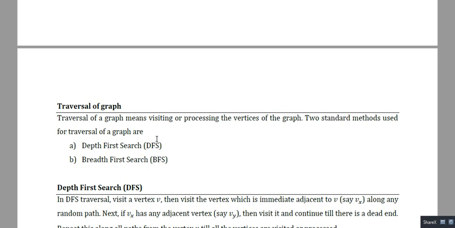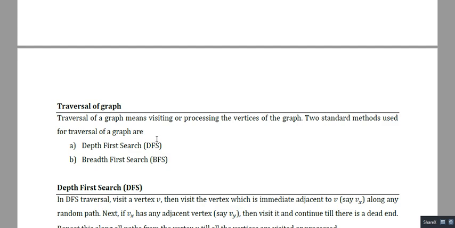Okay, so let me go to another section of graph theory, that is traversal of a graph, right? Traversal of a graph means visiting the vertices present in the graph. Visiting or processing all the vertices or nodes present in the graph is called traversal. This traversal of a graph can be done in two fashions.